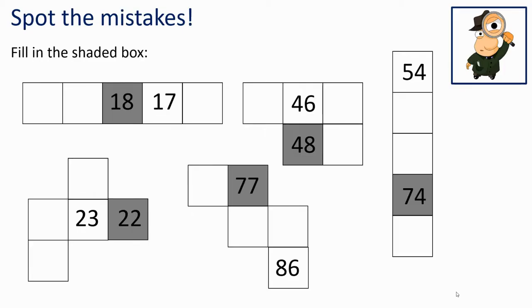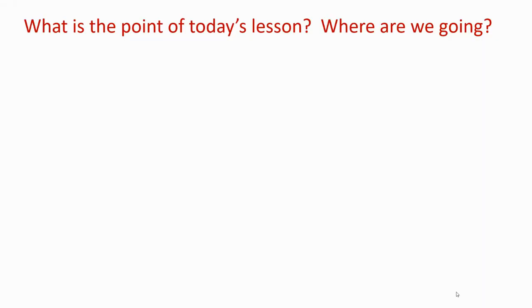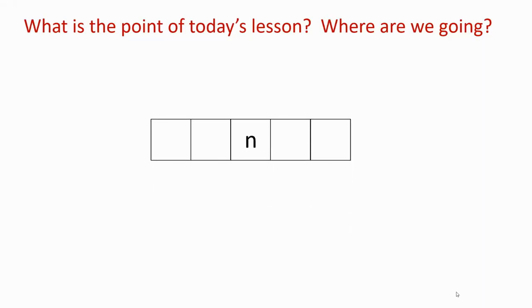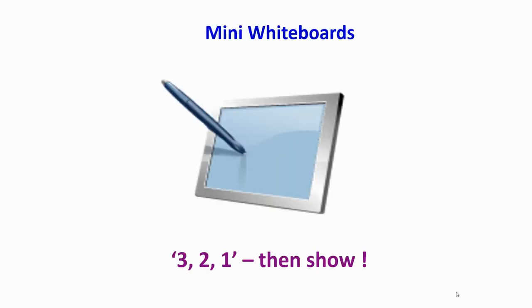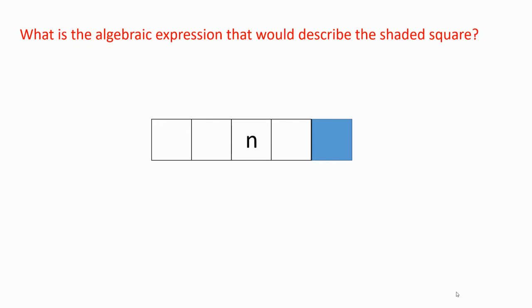Spot the mistakes. And then a brief introduction into where we're going with this, explaining: what if you didn't know the number, n, which would just represent your unknown number? What could you say about the number to the left and the number to the right? Here I've added some additional mini whiteboard slides, which I felt were missing. And that is for the children to give you the algebraic expressions.